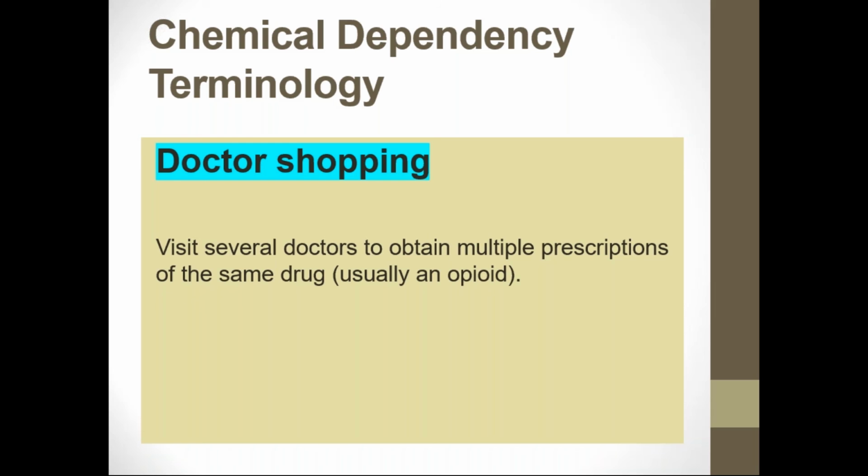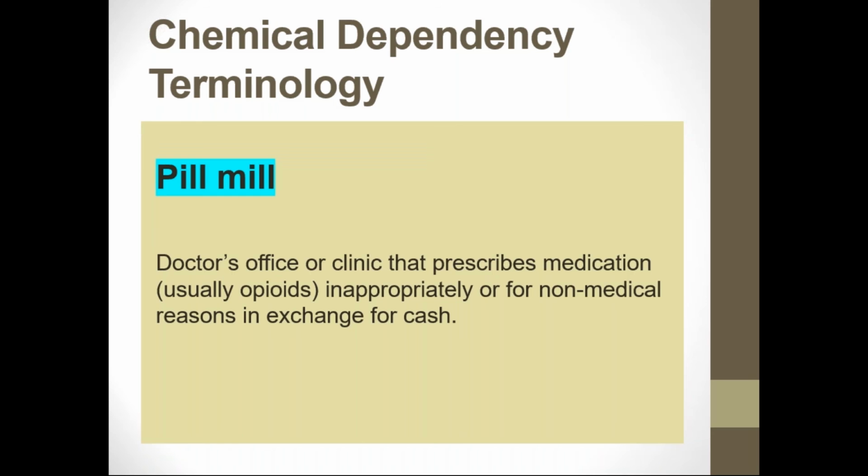So the way I would interpret that into Spanish is by saying what you see here on the screen. I would say in Spanish, to visit several doctors to obtain several prescriptions of the same drug. It's very long. Doctor shopping is 2 words. To say it in another language, it might be 20 words, but this is the best way to communicate the meaning of this. Pill mill is a doctor's office or clinic that prescribes medication, again, usually opioids, inappropriately or for non-medical reasons in exchange for cash.